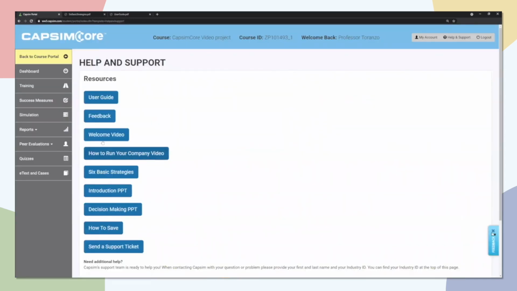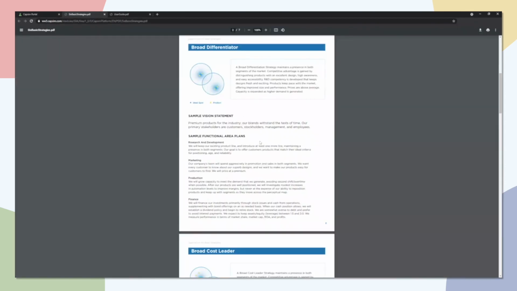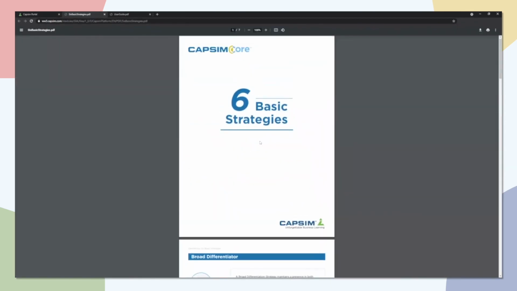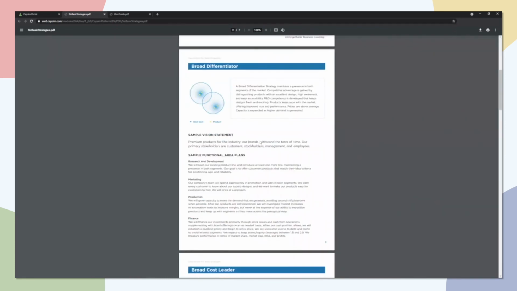Additionally, we include the six basic strategies document. What is the six basic strategies document? Well, the purpose of this document is to provide you with some outlines or guidelines to come up with your own plan to execute over the multiple simulated years or rounds that you have available to make decisions in.